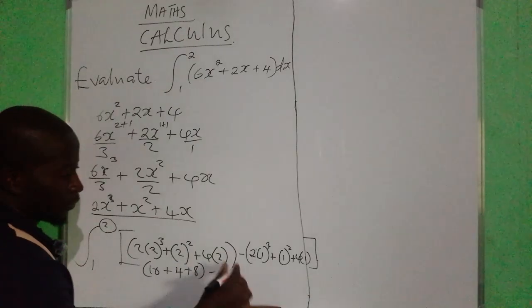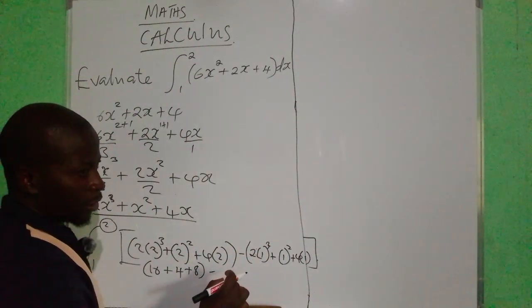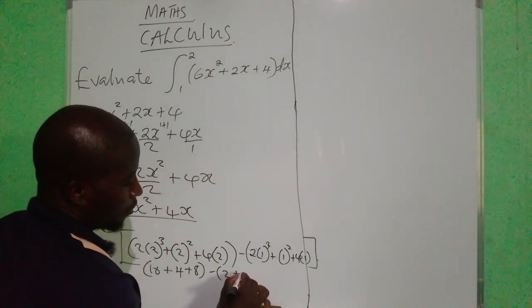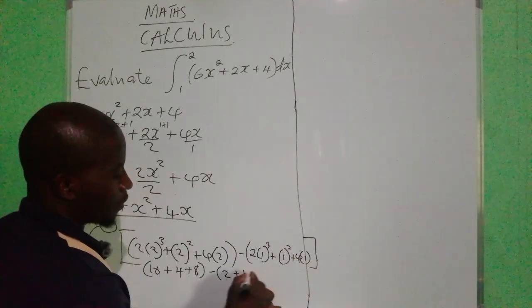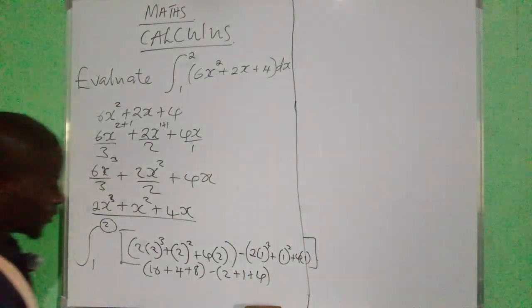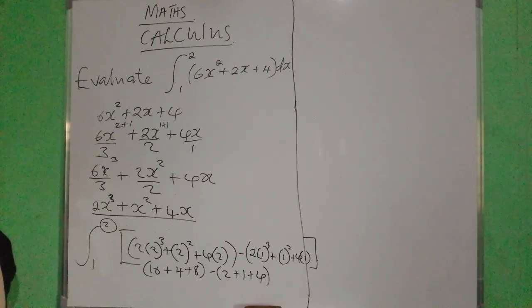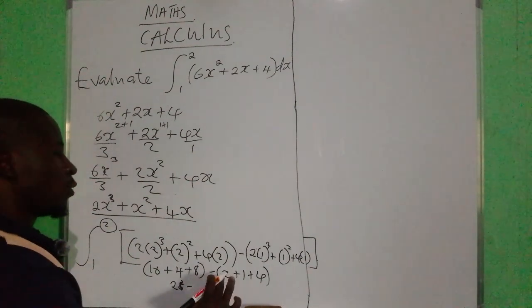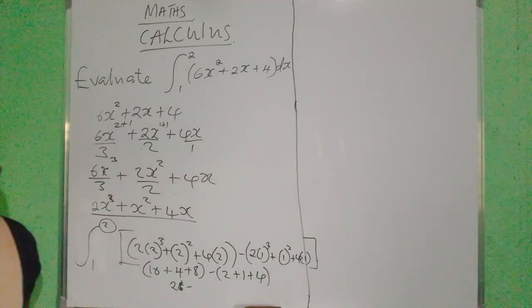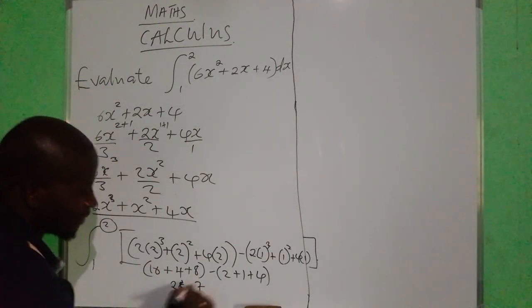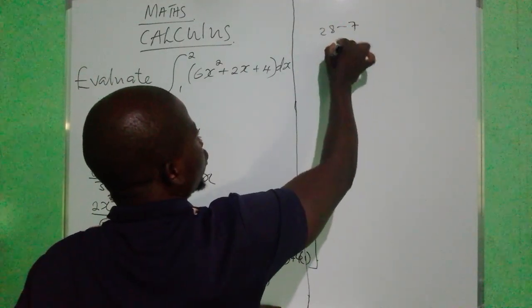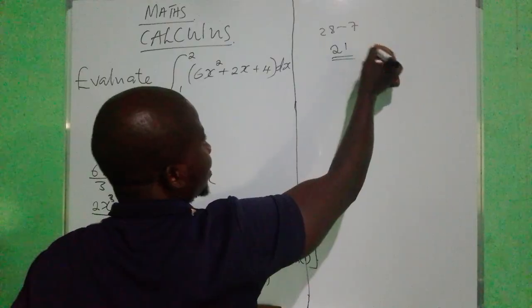Then you subtract. 1 to the power 3 is 1, 1 times 2 is again 2. 1 to the power 1 is 1, and 4 times 1 is 4. From there, 16 plus 4 is 20, and 20 plus 8 is 28. So we have 28. 28 minus, what is 2 plus 1 plus 4? That's 7. So 28 minus 7, the answer we're going to have is 21. So 21 was the answer.